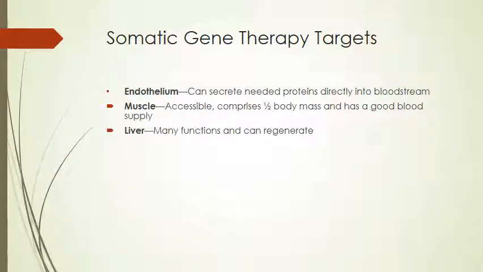This slide is showing you why those four areas are so good as targets for somatic gene therapy. The endothelium can secrete needed proteins directly into the bloodstream. Muscle is accessible. Remember, it comprises about half your body mass and has a good blood supply. The liver has many functions, works in metabolism, and can regenerate. And the lungs are easily accessed with an aerosol spray.